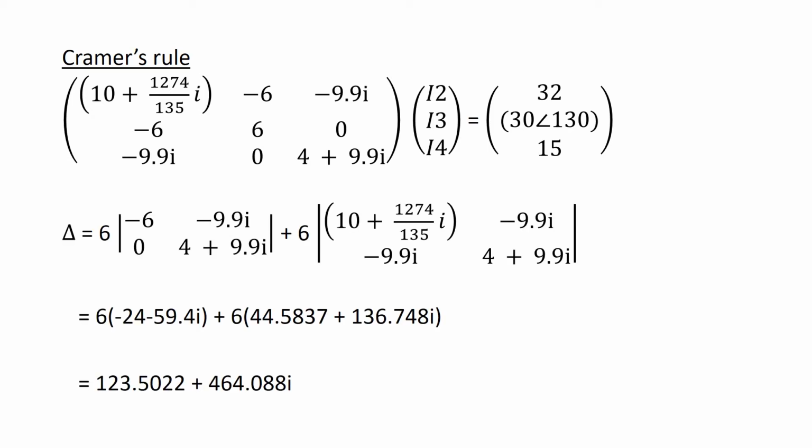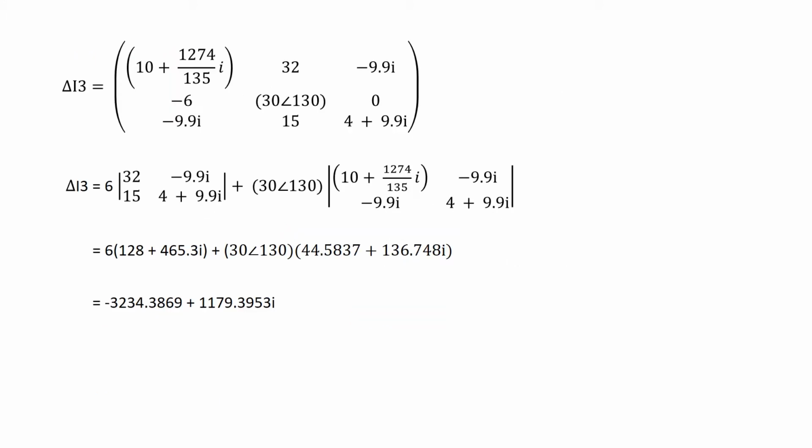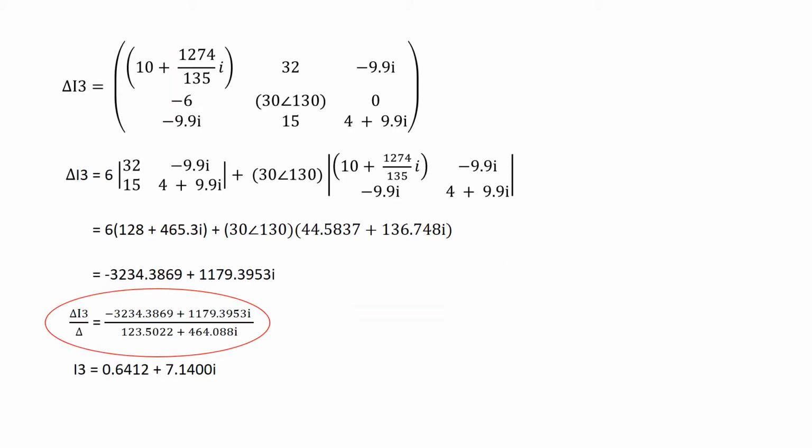First, we need to find the total determinant. Then we find the determinant for I3. We can get the final answer for I3 by using this formula, determinant I3 over total determinant. This is the final answer for I3.